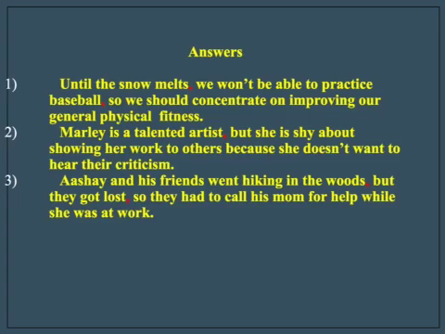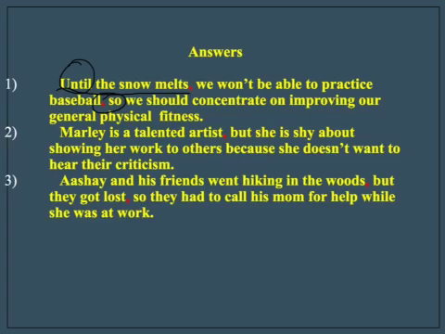So you'll see here are our answers. Until the snow melts, we won't be able to practice baseball, so we should concentrate on improving our general physical fitness. We've got our dependent clause right here, and with our subordinating conjunction. Because it comes at the beginning, it has to have a comma after it. And then we've got our 2 independent clauses. We won't be able to practice baseball, so we should concentrate on improving our physical fitness. And because we've got a fanboys coordinating conjunction, we've got a comma that separates them.